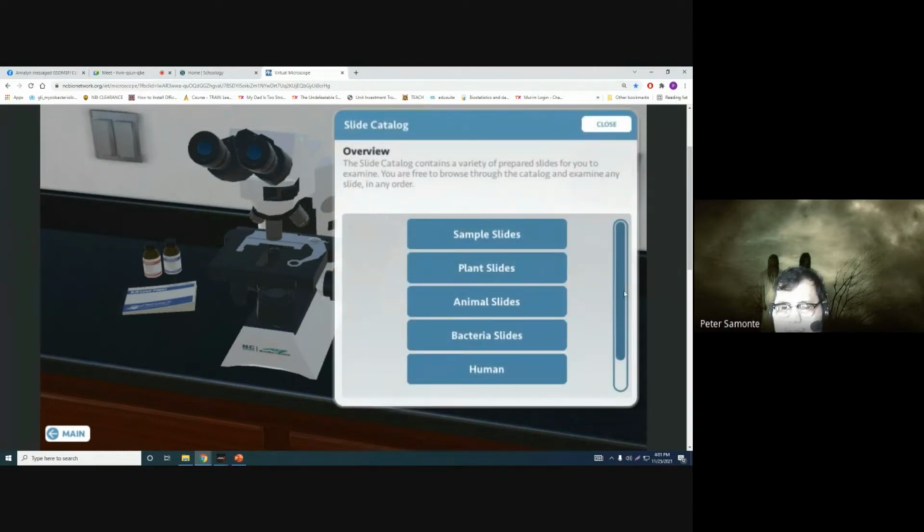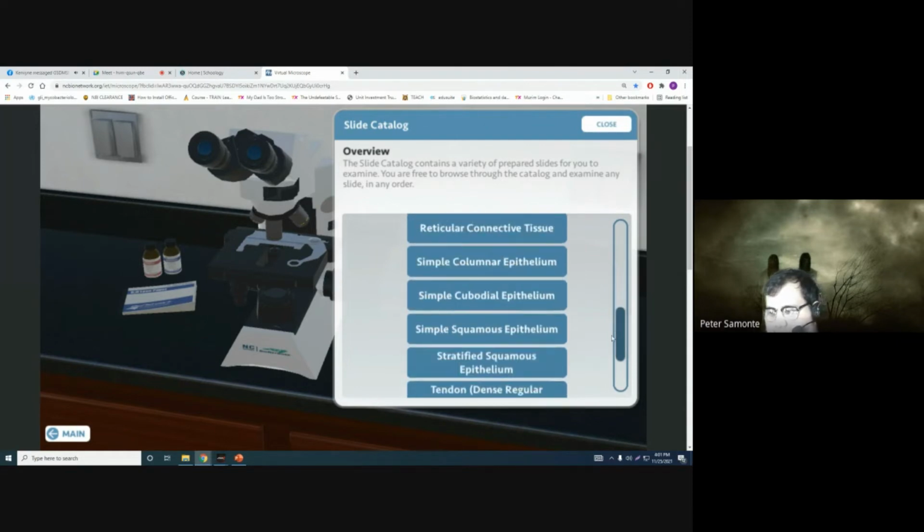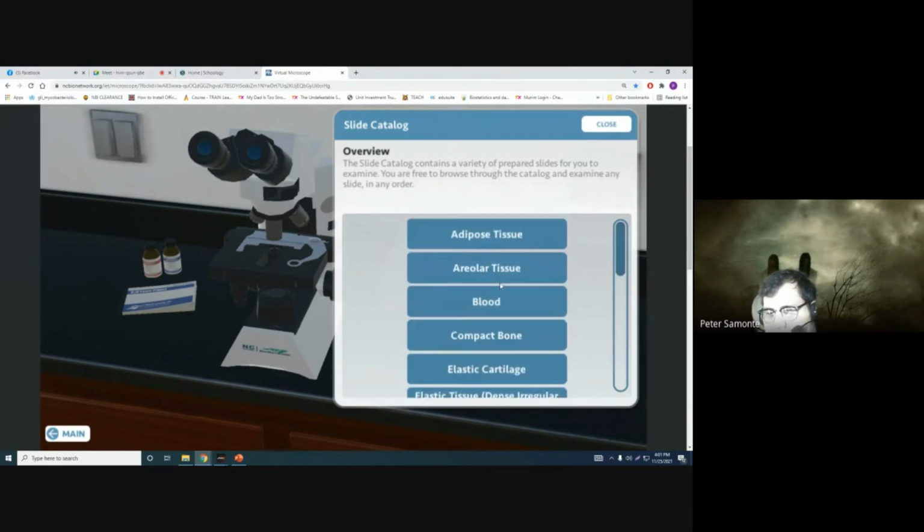Which type of slide would you want? Plant, animal, bacteria, or human slides? Plant, animal, bacteria, or human? What do you want? Human. Adipose, areolar, blood, compact, etc. Bone or what? Blood.